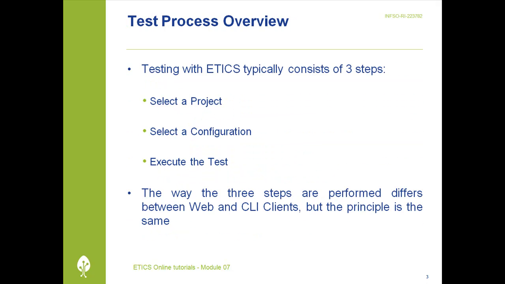Testing with ETICS typically consists of 3 steps. Select a project from the list of available ETICS registered projects. Select a configuration of the entire project or one of its subsystems or components. Execute the test, setting a small number of simple parameters. The way the 3 steps are performed differs between the web and the CLI clients, but the principle is the same. Let's start with the web portal.